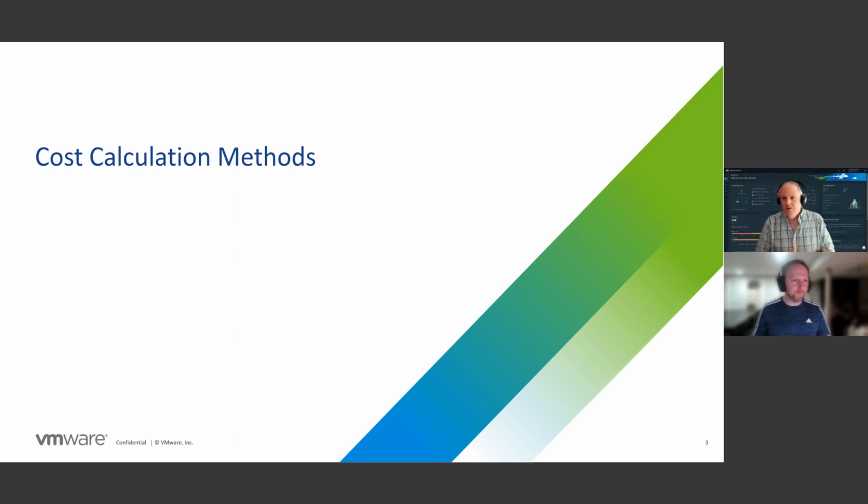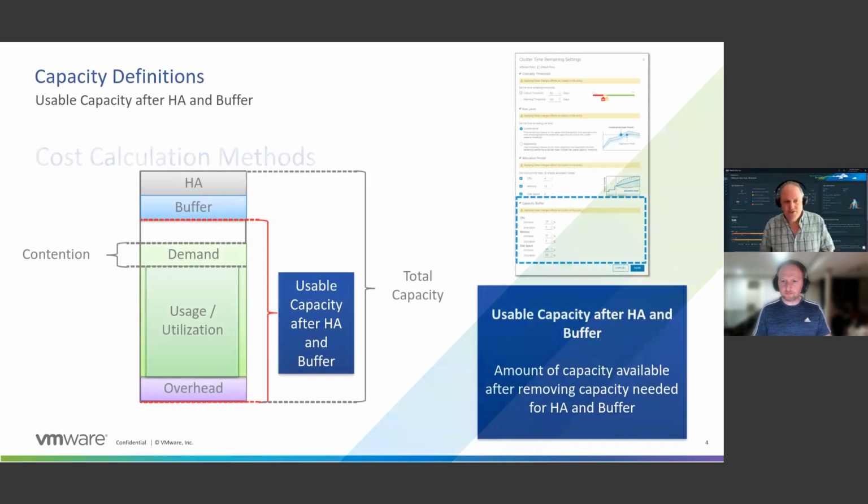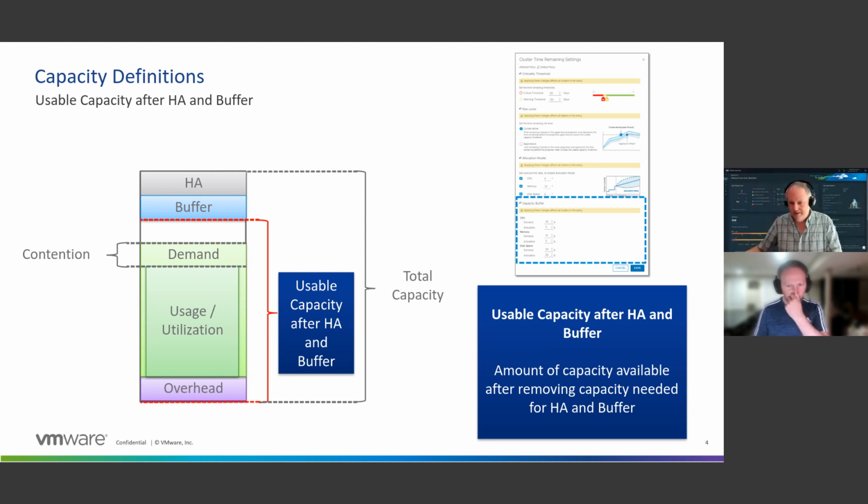Okay, so now what I want to do is explain how you can configure the cost calculations to work, and then how some of these cost calculations actually are done. So the first thing is cost calculation methods. I'll need to define a couple of concepts first, and then I'll show you the choices and explain how those choices impact cost.